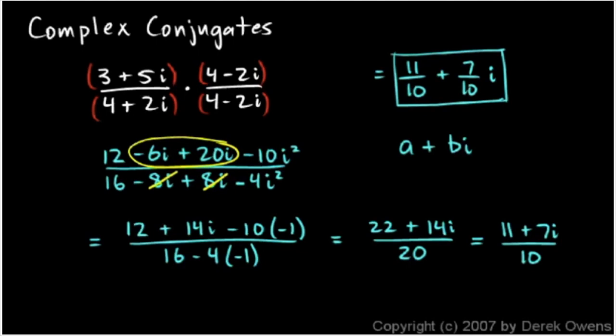So the point here: complex conjugates allow us to do a division problem and allow us to get all the imaginary parts out of the denominator so that we can express our final answer in standard form.